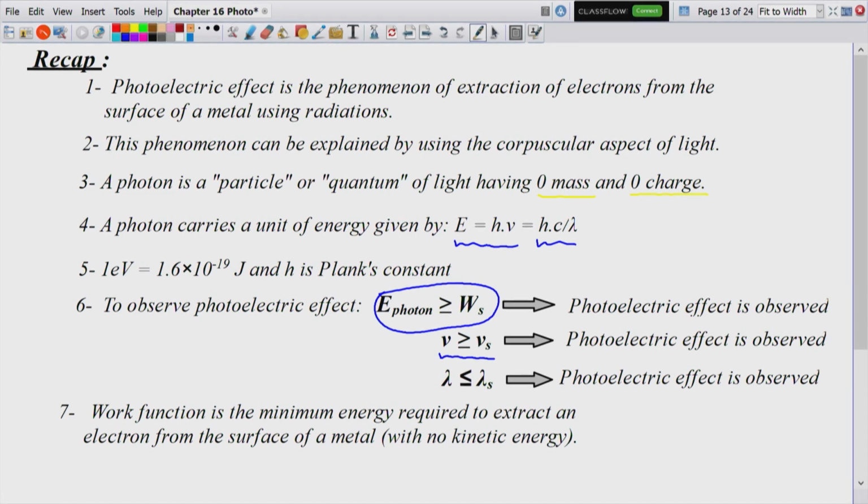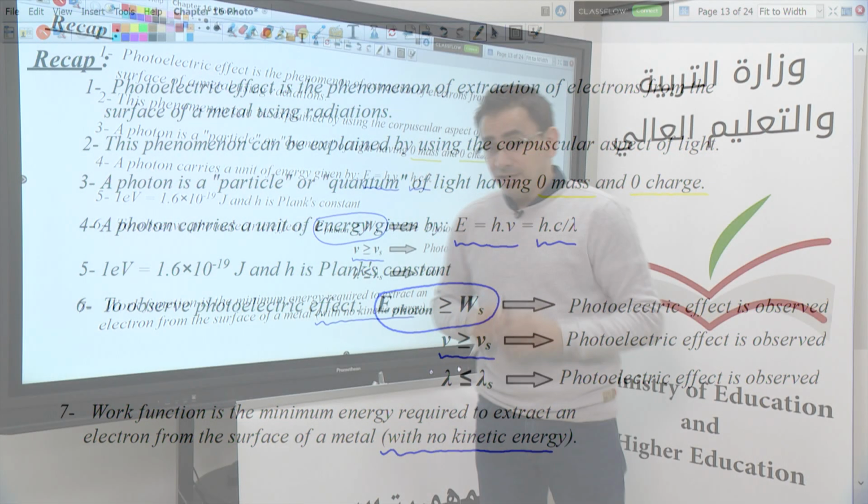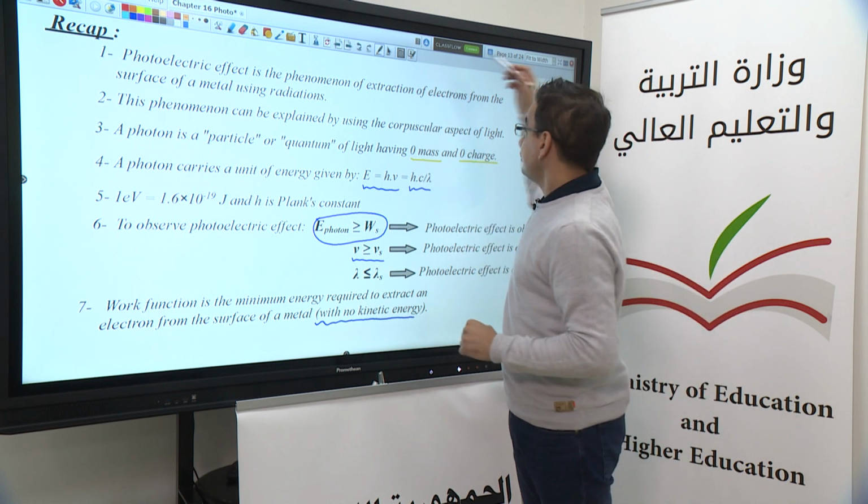Now, work function here is the minimum energy required to extract an electron from the surface of a metal, and I added here a note, with no kinetic energy. You might ask, what does that stand for? I added this within parentheses so that in the upcoming part, we'll talk about it in more detail. Right now, let's move on to our session.